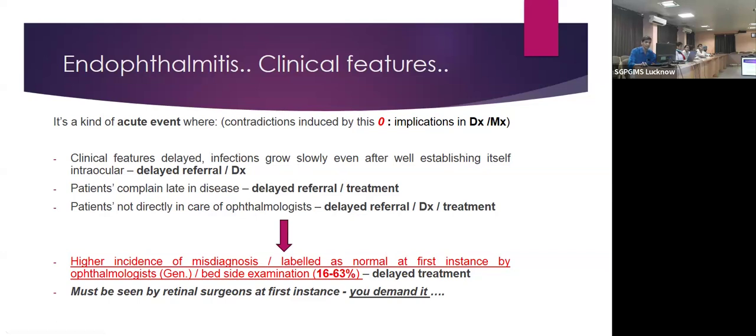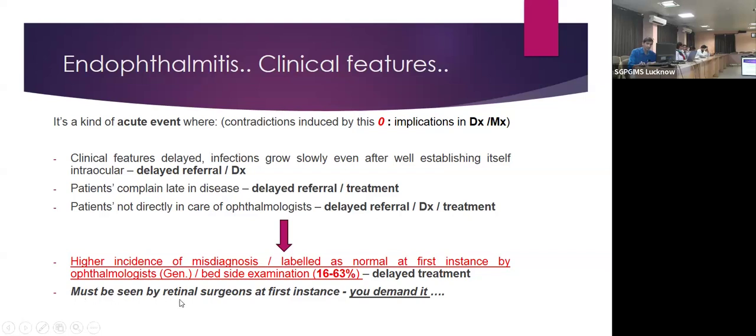And once it comes into the intraocular spaces, as I told, it becomes an emergency. But here, most of the time, there is nothing to say that anything is going wrong inside the eyes. And this all leads to a higher incidence of misdiagnosis. Very curiously, up to 63% of cases in one series were labeled as normal by the ophthalmologist itself. Understand? They are general ophthalmologists, not retinal surgeons, and the implication of that I am going to tell you. So even if the patient comes to the ophthalmologist, there is no guarantee that they would be diagnosed clearly and rightly. After that, diagnosis may be delayed. So you can understand why the prognosis is worst in these cases.